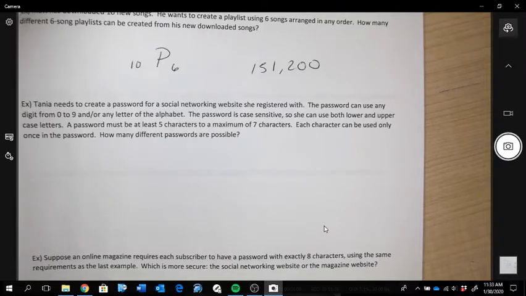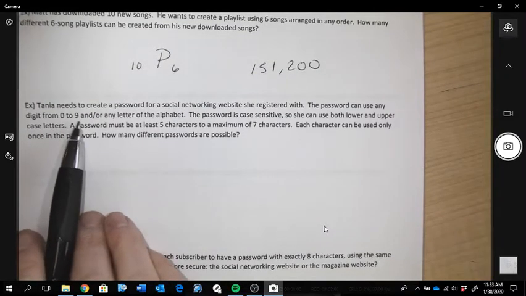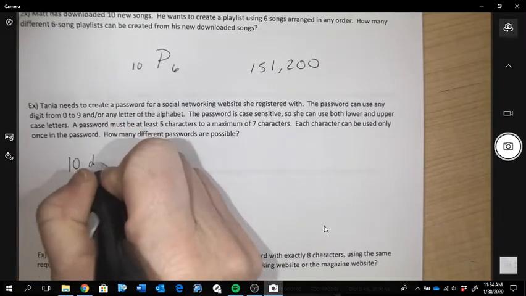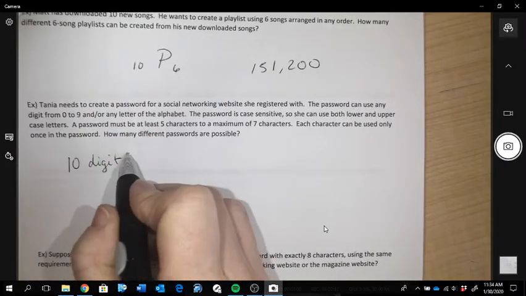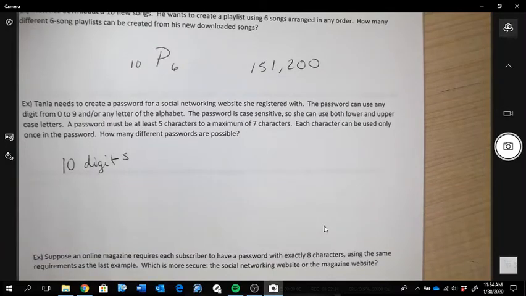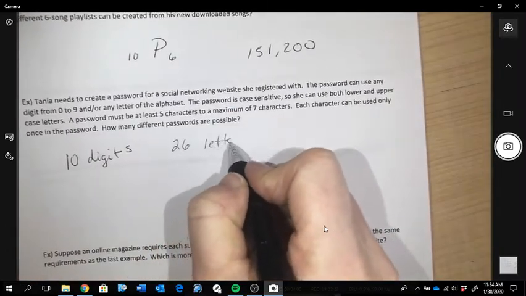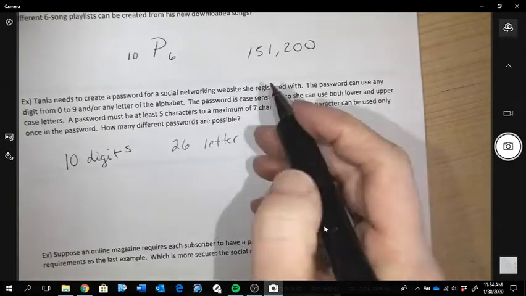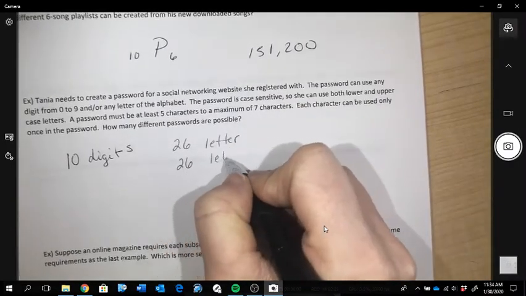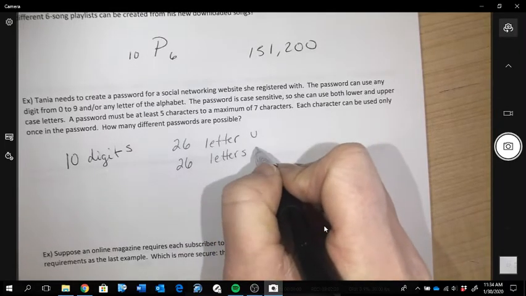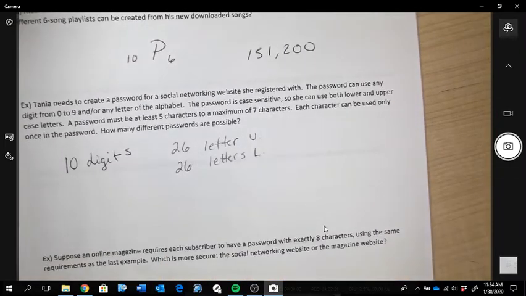Okay, so let's talk about this. So you can use digits 0 to 9, so you have 10 digits. Okay, and then any letter of the alphabet, so you have 26 letters. So she can use both. So she has 26 letters, upper and lowercase. The word must be at least 5 characters to a max of 7 characters.